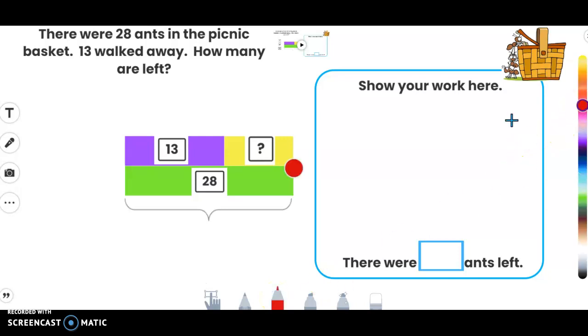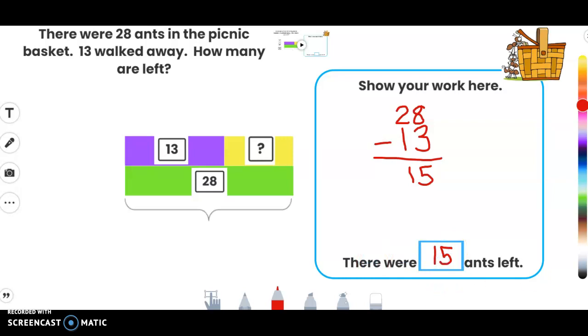So let's write this down. We are going to start with the whole. That's the biggest number. We're always going to start with that on the top. 28 minus 13. And this will give us the other part. So 8 minus 3 is 5, and 2 minus 1 is 1. So there were 15 ants left.